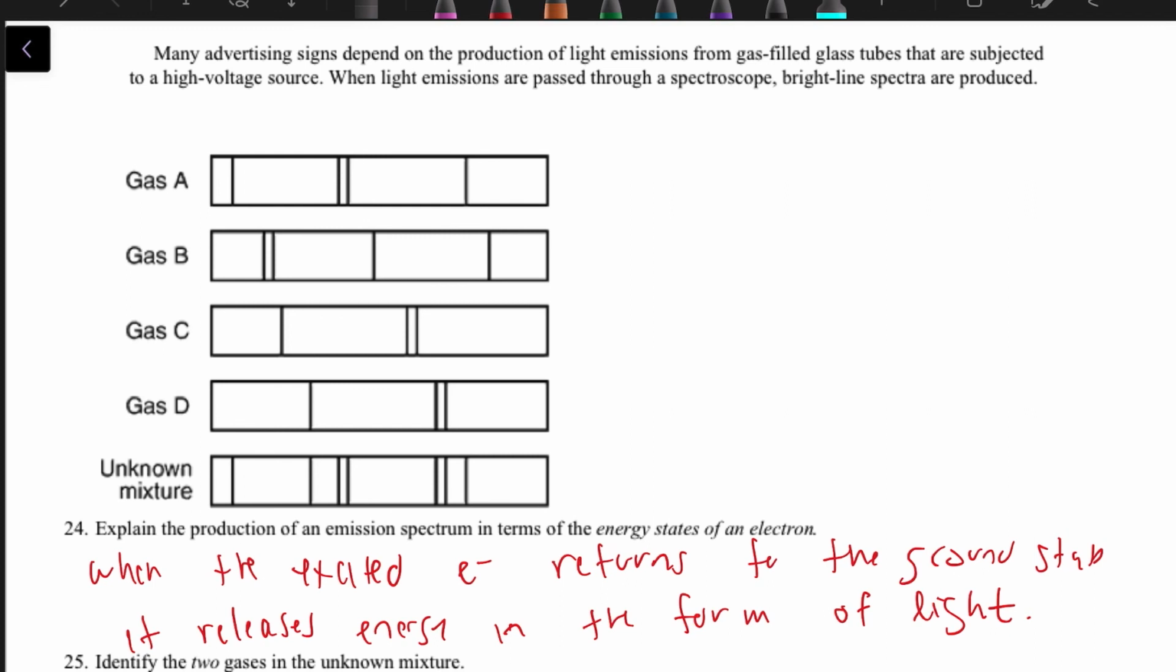Lastly, 25, identify the 2 gases in the unknown mixture. So you're going to want to match up every single line. So when you do that, the only thing that matches up is A and D. Again, that's it. Just give us the letters. Don't write a sentence. Doesn't matter. I don't care how they form. It doesn't ask why you know it's A and D. Just say A and D, and that is it.